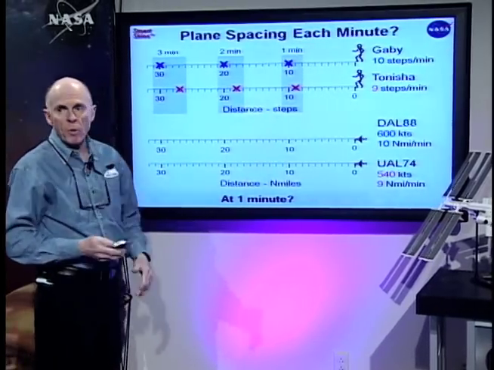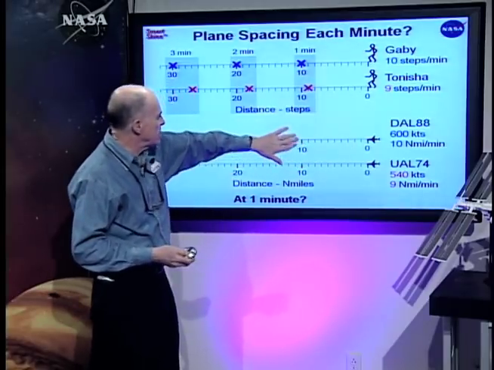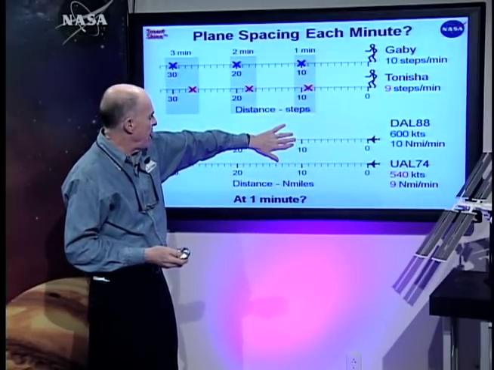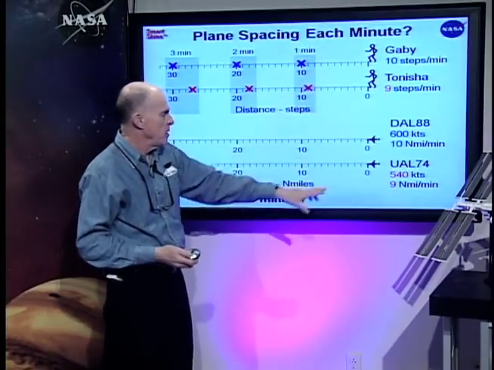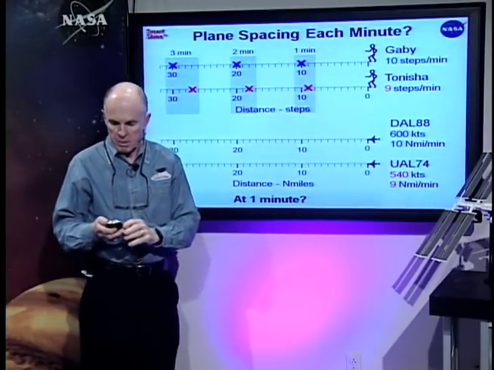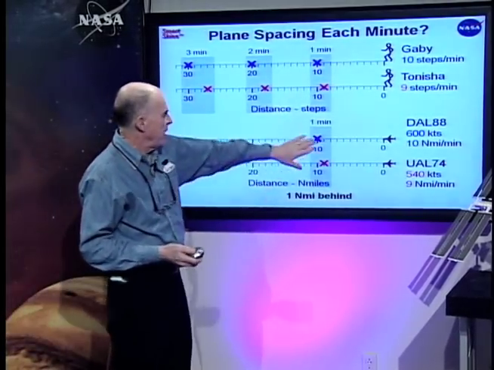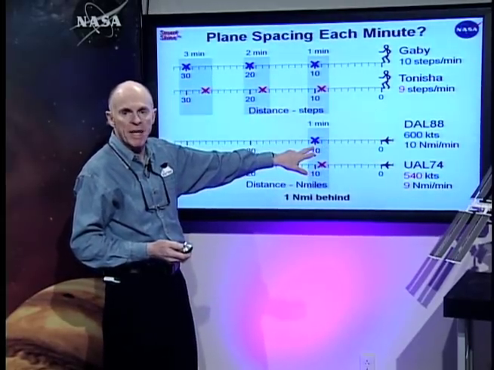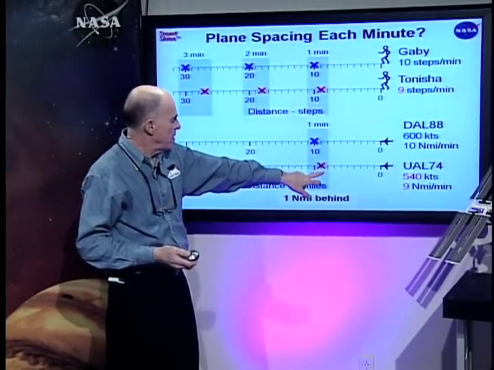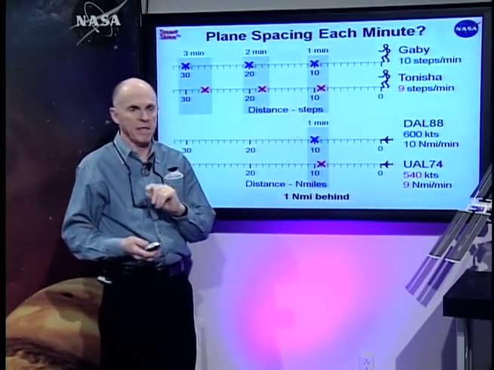So I'm going to ask you a question a little bit differently than Miriam did. Where is Delta 88 in 1 minute? And how far behind will United 74 be? The answer is 10 miles in 1 minute. Just like Gabby, and this plane has fallen back. United 74 has fallen back 1 mile in 1 minute.